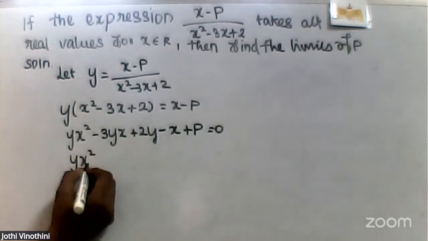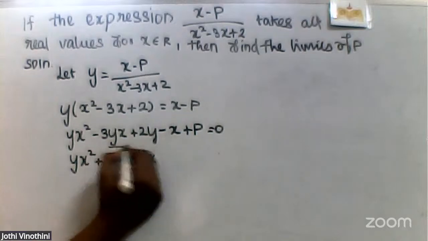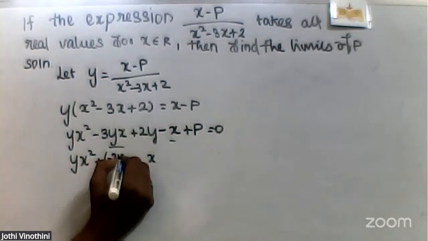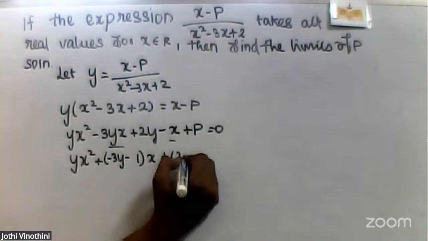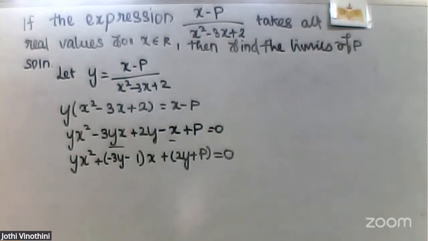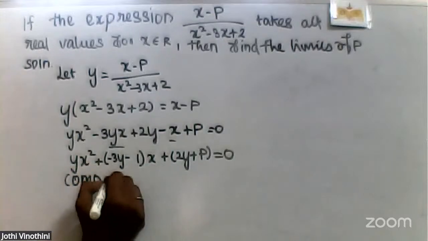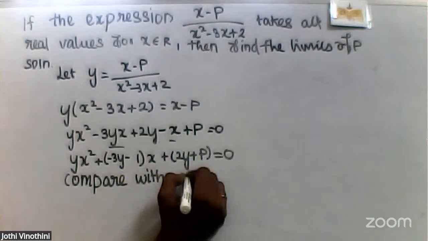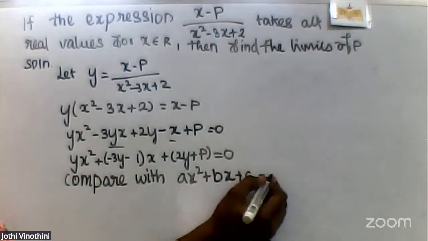So I'm going to simplify this again. There is only one x squared term, so yx squared as it is. So plus, I'm going to take these two x's common, right? So it will becomes minus 3y minus 1 x plus 2y plus p remains the same, which is equal to 0. Right? I'm going to compare it with ax squared plus bx plus c equals 0.